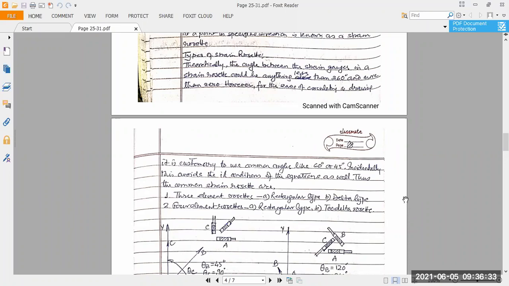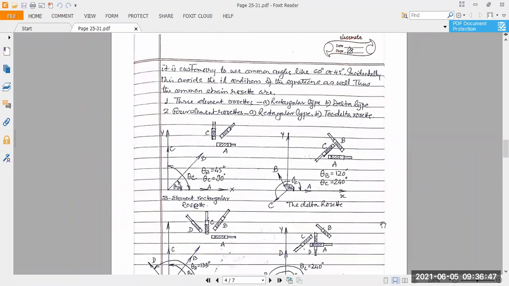Now, there are three types of rosettes: rectangular type, delta type, and four element type. Rectangular and delta rosettes are the main ones. Now, what is the rectangular type?